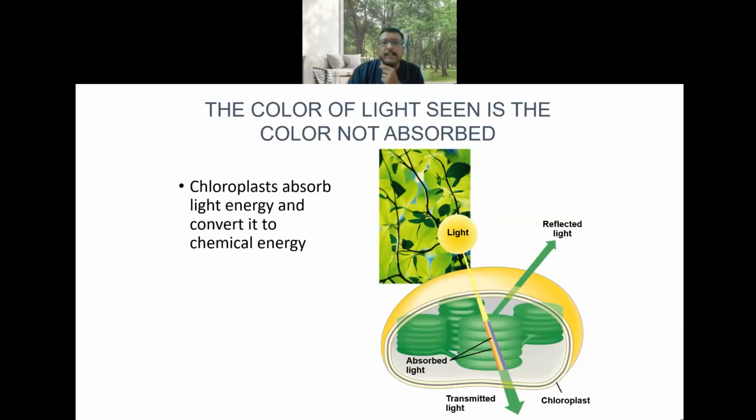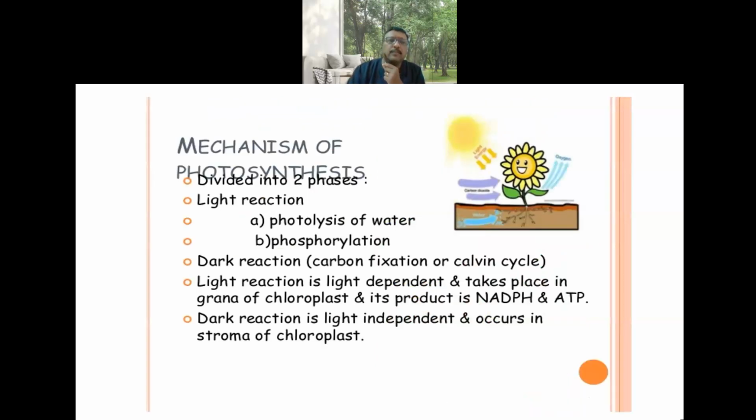So here you can see the color of light is not the color that is absorbed. Okay? Chloroplast absorbs light energy and converts it to chemical energy. When the light falls on the chloroplast, the green light is reflected. Okay? The remaining lights are all absorbed. That is why we see green color over the plant parts.